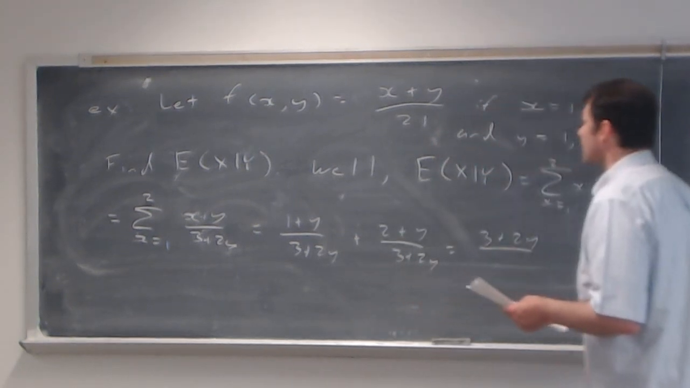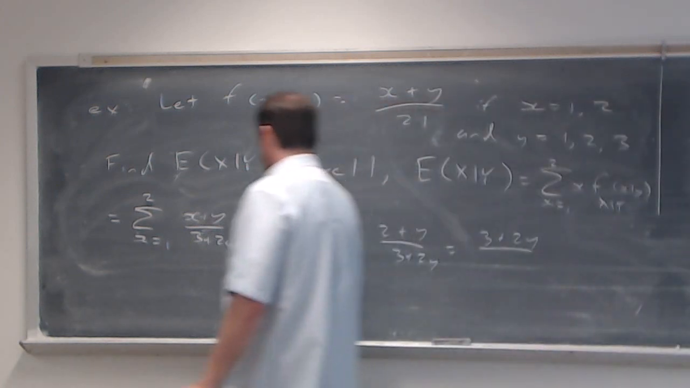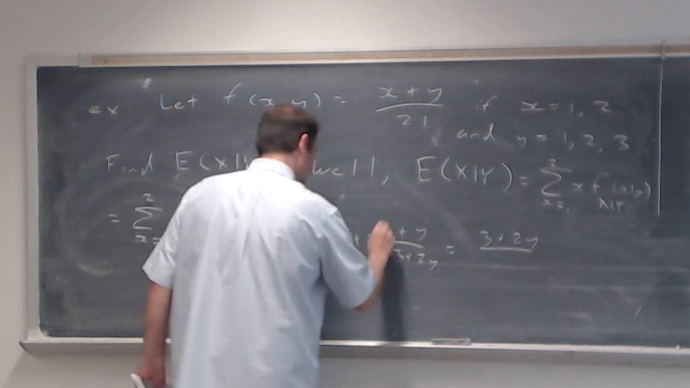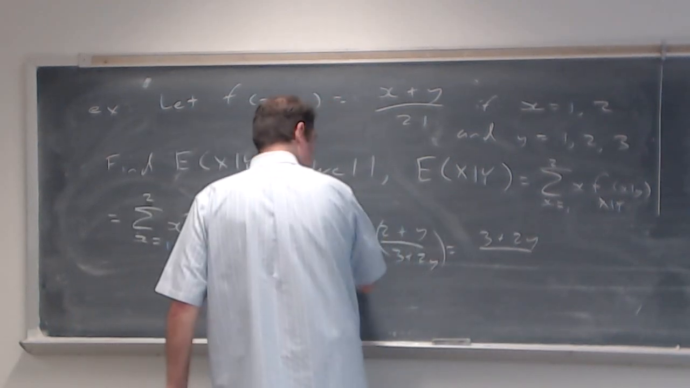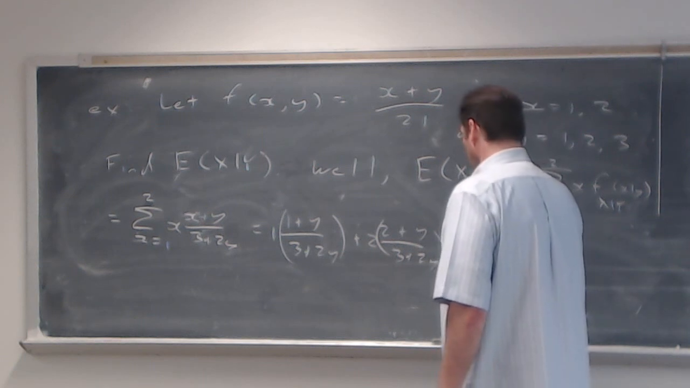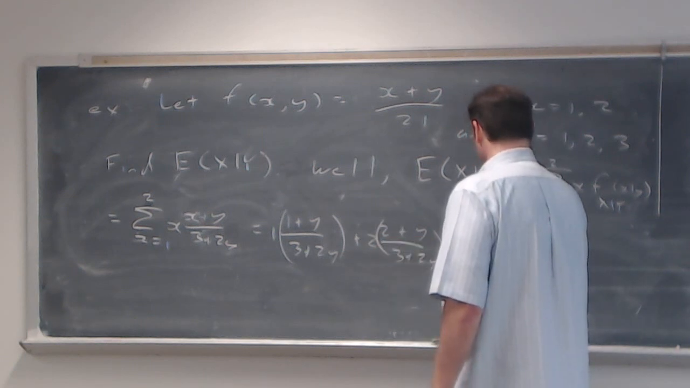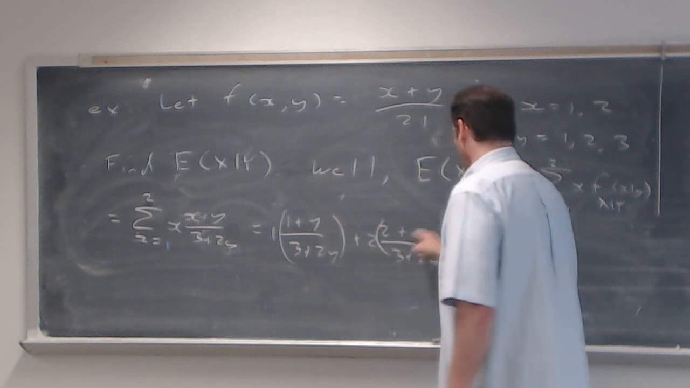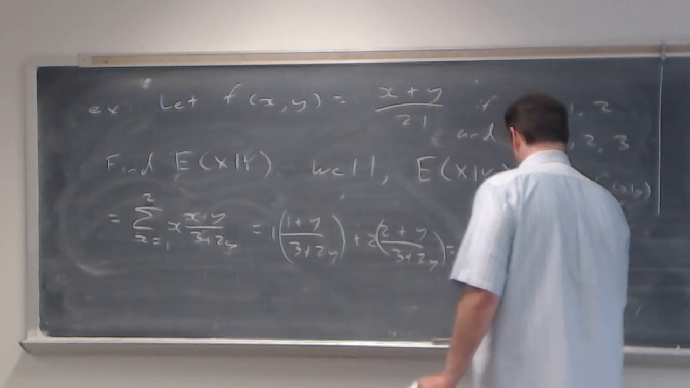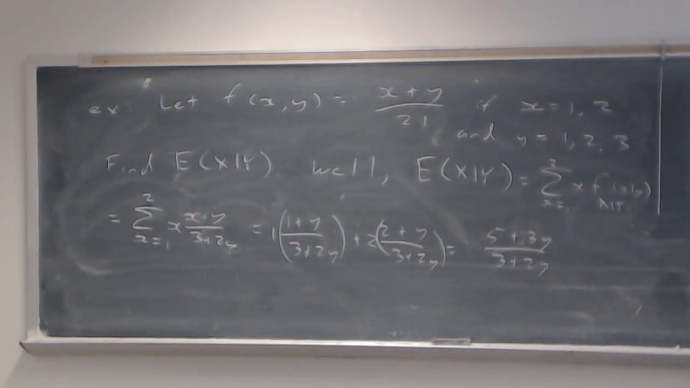Okay, so wait a second. Oh, I forgot the x. So here, there should be an x. So here should be a 1, and here should be a 2. So here, this ends up being 1 plus 4, that's 5, plus 1y plus 2y, that's 3y, over 3 plus 2y. That's right. Okay, that's the right answer.